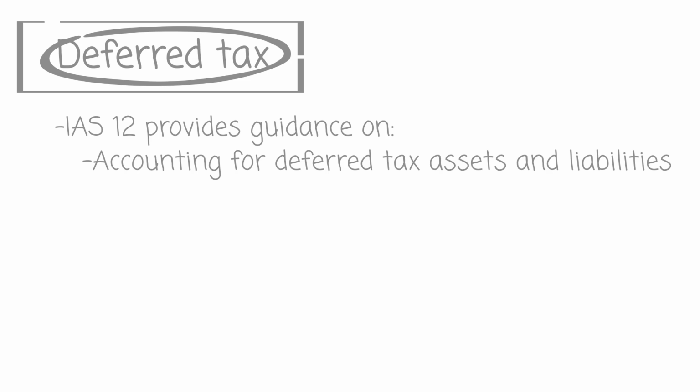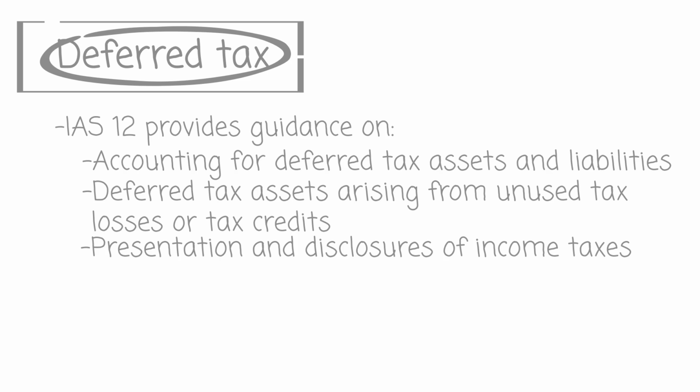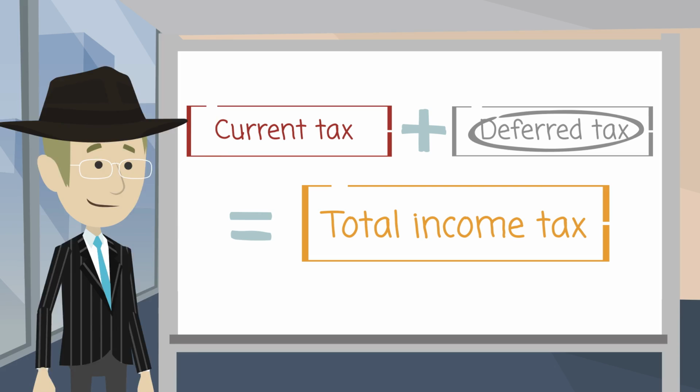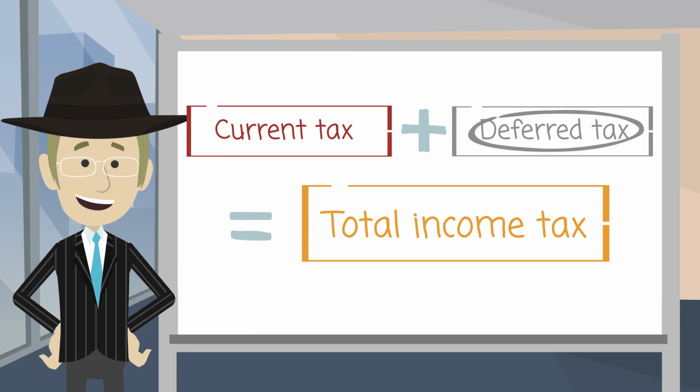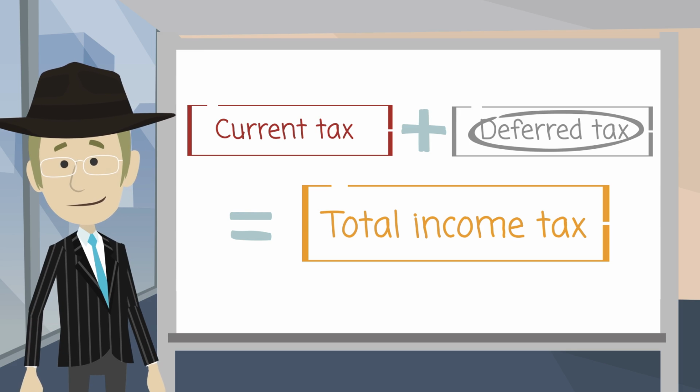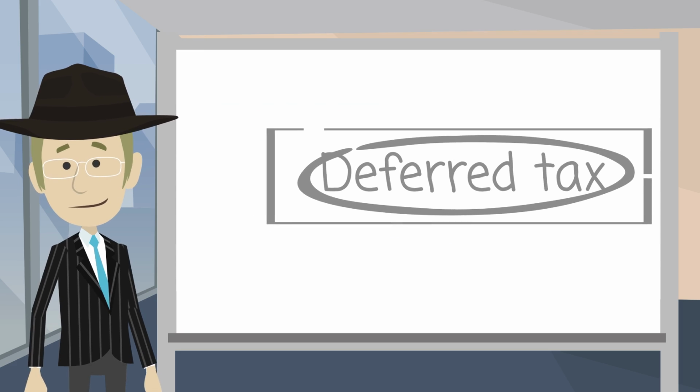IAS 12 also deals with the recognition of deferred tax assets arising from unused tax losses or tax credits, as well as the presentation and disclosure of income taxes. After a brief reminder of the scope, objectives, and basic principles of IAS 12, you will learn about the accounting for deferred tax, as well as the presentation and disclosure requirements related to deferred tax.